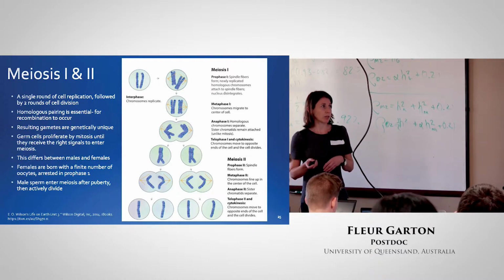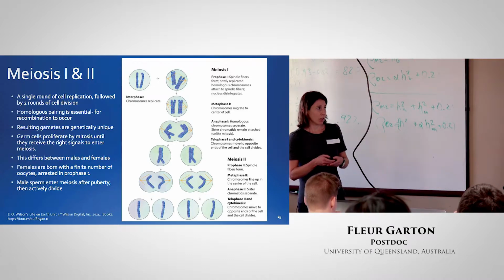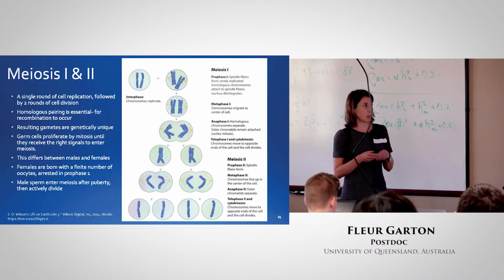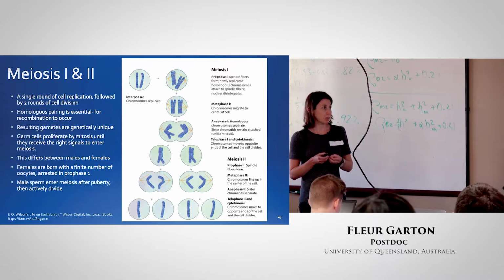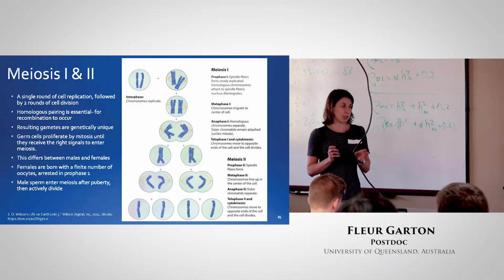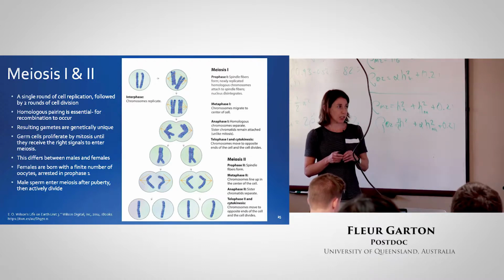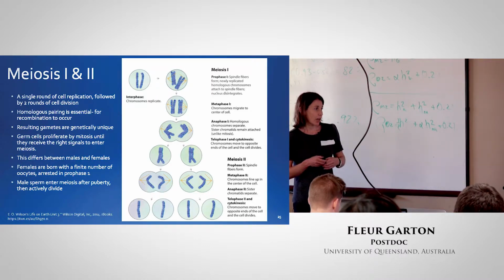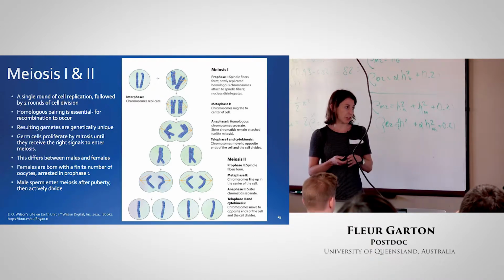Meiosis is really a single round of cell replication followed by 2 rounds of division. What's important in this process is that you need homologous pairs for this process of recombination, and the resulting gametes are genetically unique. Germ cells proliferate by mitosis until they receive the right signals to enter meiosis. This differs between males and females. Females are born with a finite number of oocytes, and these are arrested in prophase 1. Male sperm, however, don't enter meiosis until after puberty, and then that's when they actively divide.